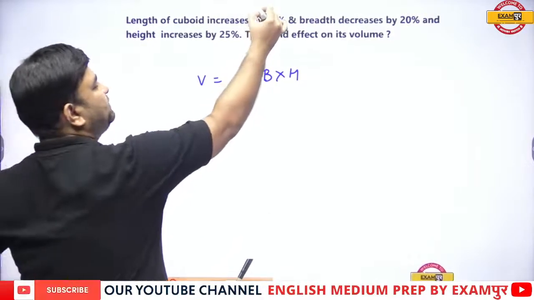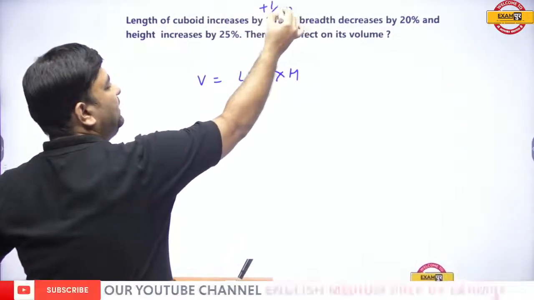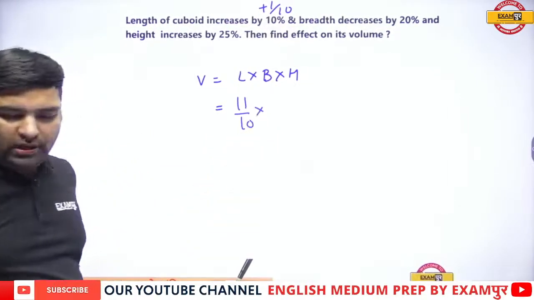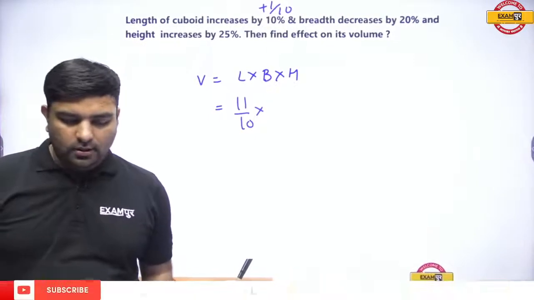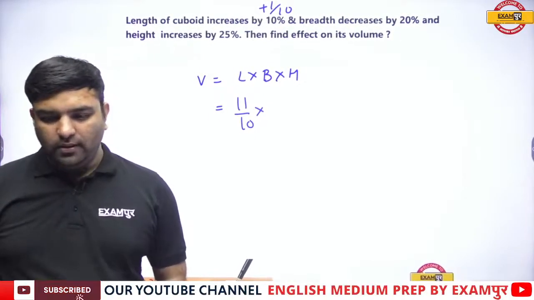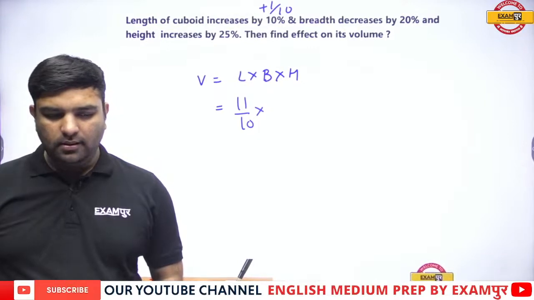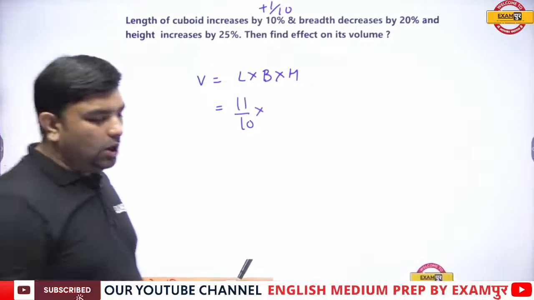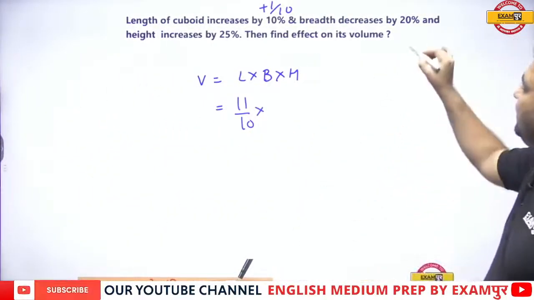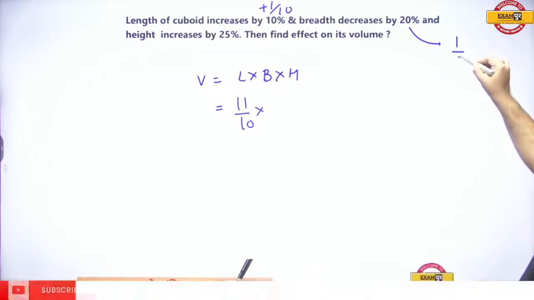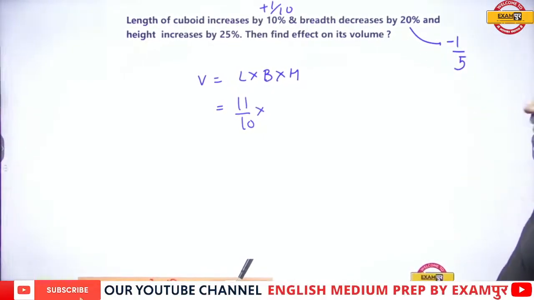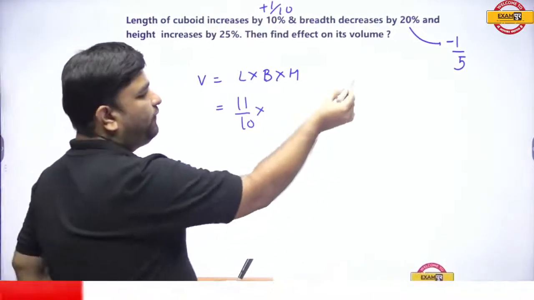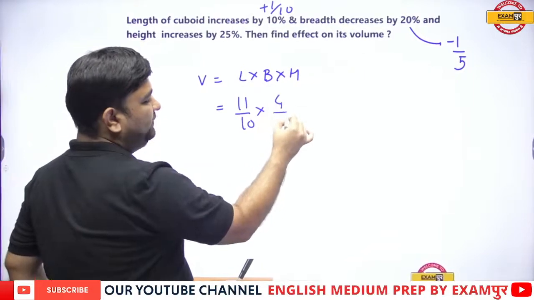Length increases by 10%, that is an increment of 1 over 10. Can I say 11 over 10? Length has changed from 10 to 11. Now there is a decrement of 20%. 20% we can write as 1 by 5. Decrement, so negative sign. From 5 it has decreased by 1, so 4 by 5 is the change.